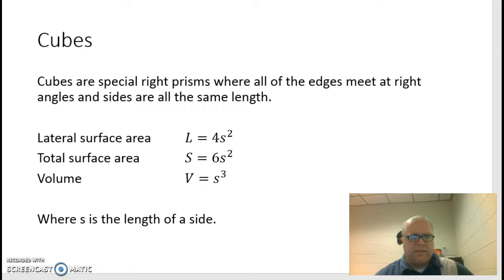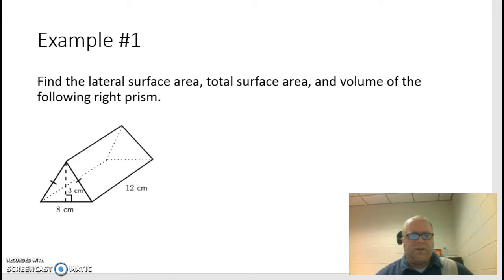Alright, so let's go to our first example here, and let's find the lateral surface area, total surface area, and volume of the following right prism. And this is going to be a little bit tricky because they don't automatically give us all the information that we need. Now first we need to decide what are the bases and what are the lateral sides. So as far as the bases, I need 2 shapes, 2 sides that are parallel to each other and the same size.